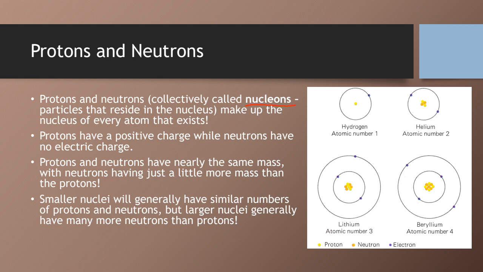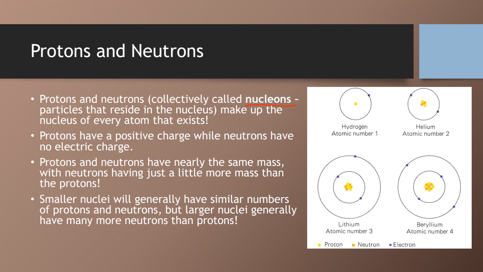Protons have a positive charge. Neutrons have no electric charge. They have nearly the same mass, but neutrons are just a little bit heavier than protons. And if you go back and look at some of the notes from the previous couple of weeks, there's a chart there that compares protons, neutrons, and electrons when we were talking about electricity. And that gives you their charges, but it also gives you their masses.